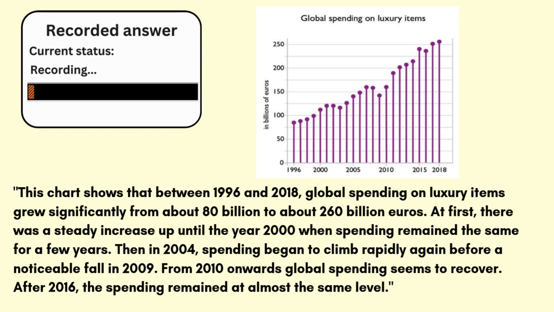This chart shows that between 1996 and 2018, global spending on luxury items grew significantly from about 80 billion to about 260 billion euros. At first, there was a steady increase up until the year 2000, when spending remained the same for a few years. Then in 2004, spending began to climb rapidly again, before a noticeable fall in 2009. From 2010 onwards, global spending seems to recover. After 2016, the spending remained at almost the same level.